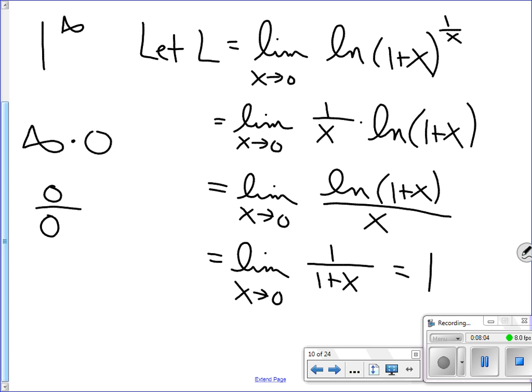But that's not the answer to our question. The answer, right. So the limit of our original problem, 1 plus x to the 1 over x, equals e to the first, which is just e. This is one of the definitions for the number e. It's a good one to know.